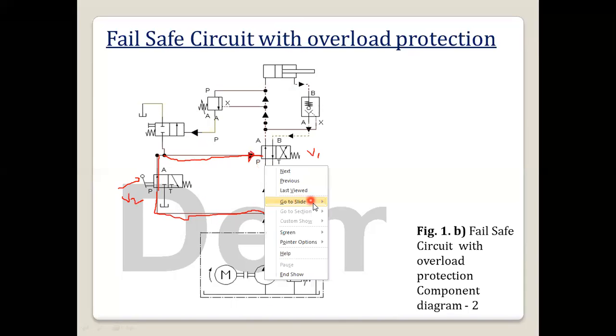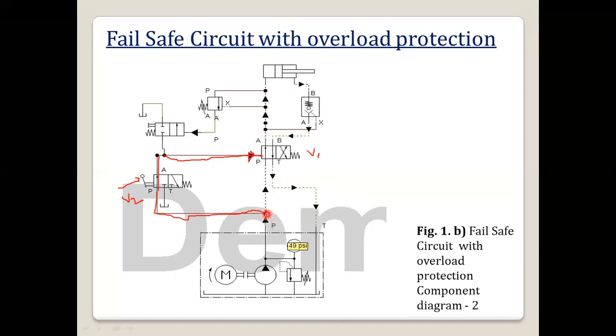Now the oil goes through port P to the piston side, so the piston is in the extending position. Then the oil from the rod side goes to the pilot operated check valve. Since the pilot line is connected to the inlet line of this cylinder, it will open the pilot operated check valve.